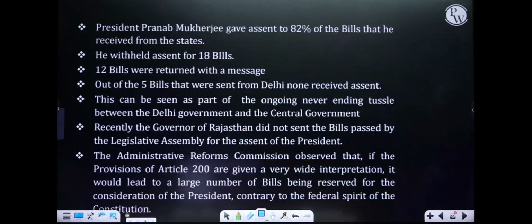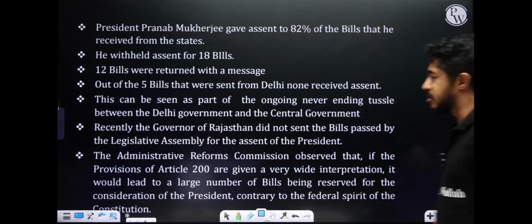Taking it further forward. President Pranab Mukherjee gave assent to 82% of the bills that he received from the states. He withheld assent for 18 bills. 12 bills were returned with the message. Out of the 5 bills that were sent from Delhi, none received assent.